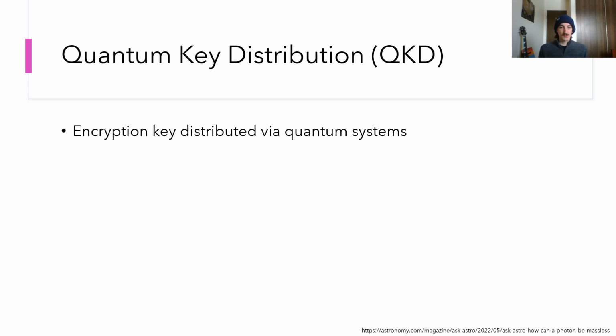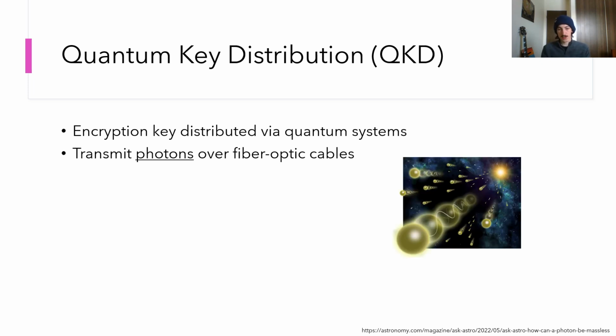So quantum key distribution is one proposed solution. It's essentially a cryptography protocol based on quantum mechanics itself. An encryption key gets distributed via quantum systems. In this case, it would be transmitting photons over fiber optic cables from one quantum computer to another.